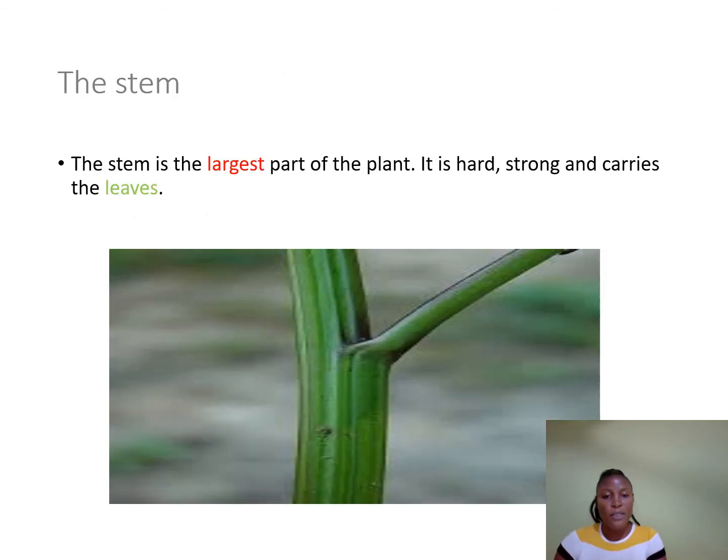Now we have a look at the stem. I hope you can see the picture on your screen. It shows a typical example of a green stem. Now let's look at the stem. The stem is the largest part of the plant. True indeed, it is the largest part of the plant. It is hard, strong, and carries the leaves. Good.